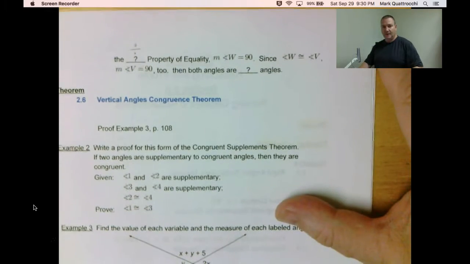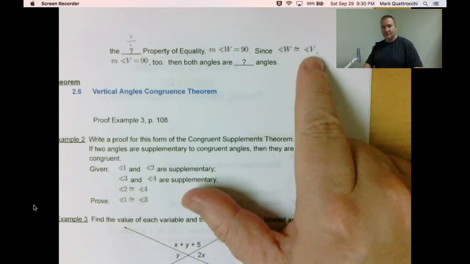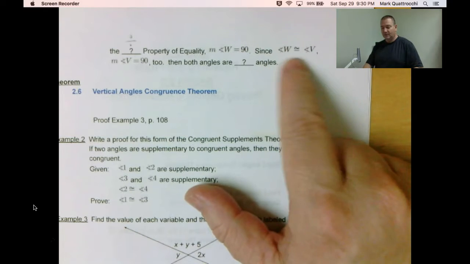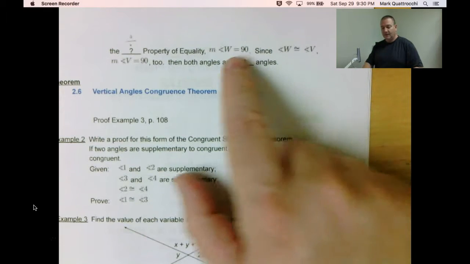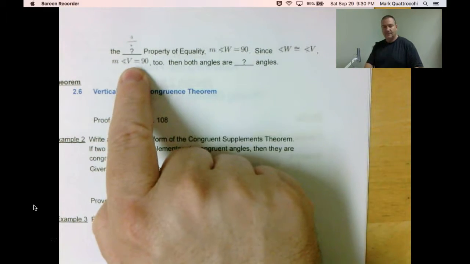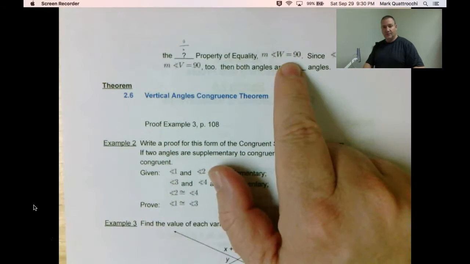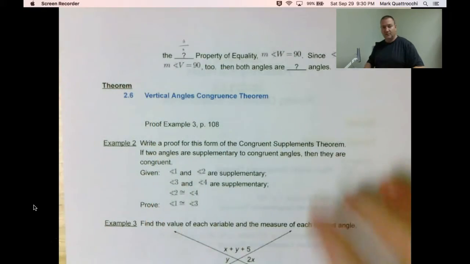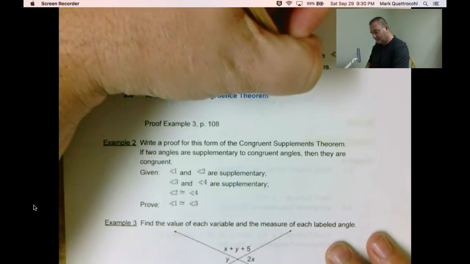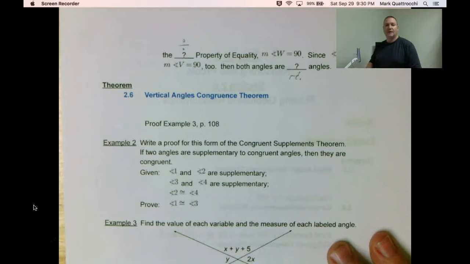So, since the measure of angle W is equal to the measure of angle V, where angle W is congruent to angle V, if angle W is 90, the measure of angle V is 90. If angle W is 90 and angle V is 90, then both are right angles by the definition of right angles.